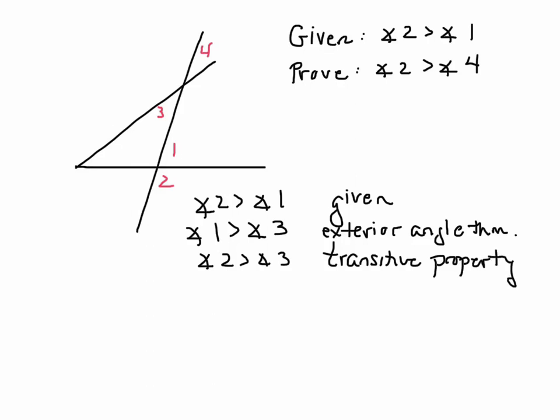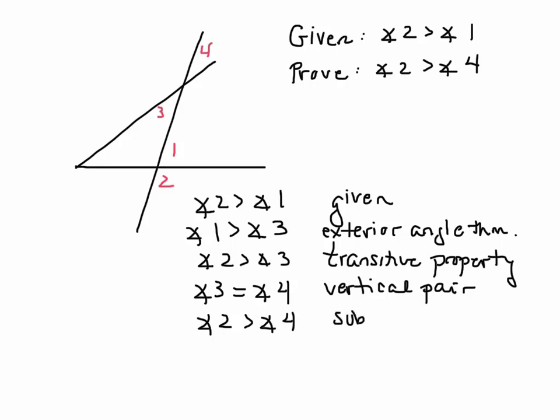All right, now, we also know that angle 3 is equal to angle 4. And the reason why 3 and 4 are congruent is because they're a vertical pair. And then finally, because we know that 2 is greater than 3 and 3 is equal to 4, then therefore we know that angle 2 is greater than angle 4. And here we're just using substitution.